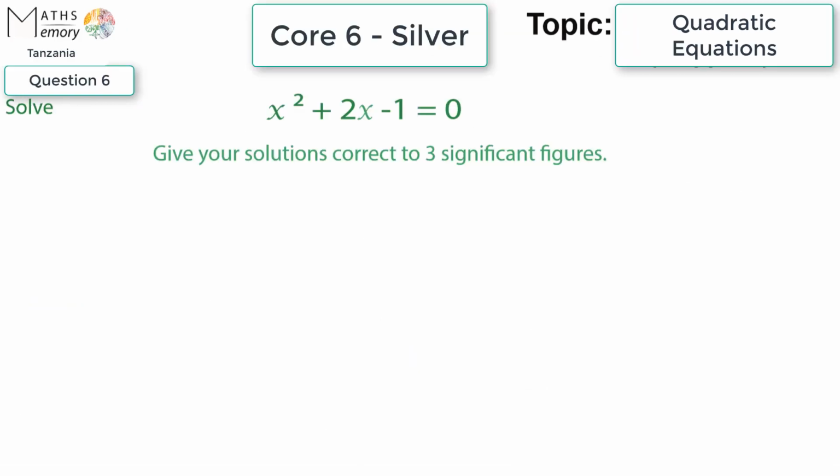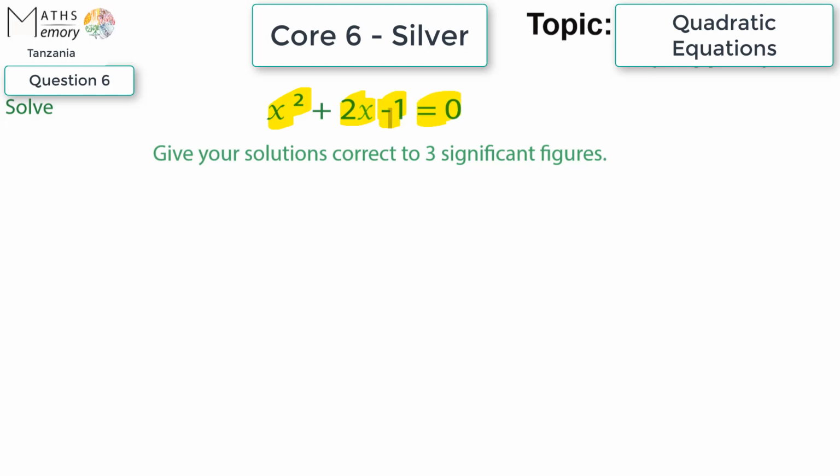Press pause, write this quadratic down, and press play when you're ready. So this question's all about solving a quadratic equation, and we know it's a quadratic because we have an x squared term, and a number over here, and more importantly it equals 0.